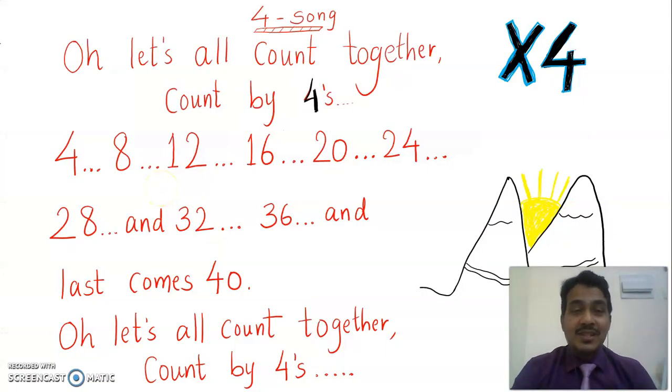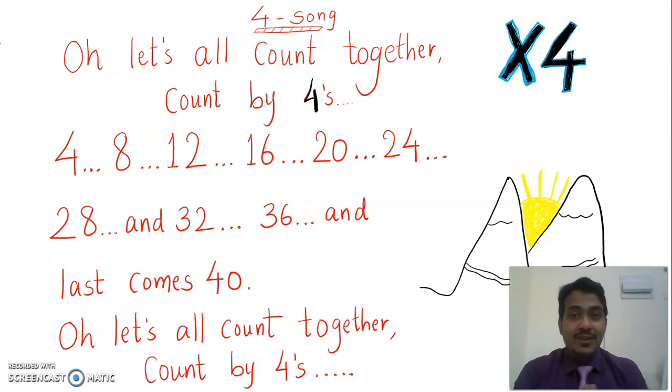Okay, first we will study the four song, the table of four. To remember this song, it goes like this. Let's all count together, count by fours. 4, 8, 12, 16, 20, 24, 28 and 32, 36, and last comes 40. Let's all count together, count by fours.